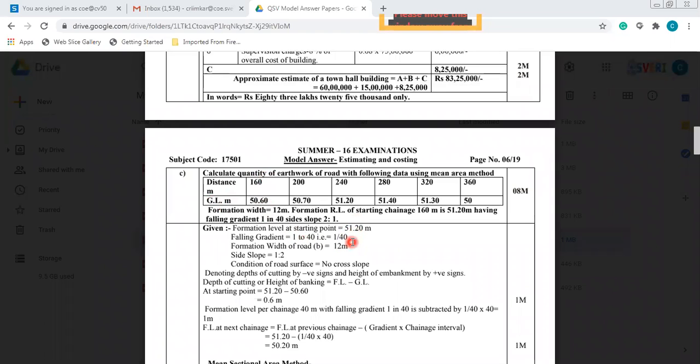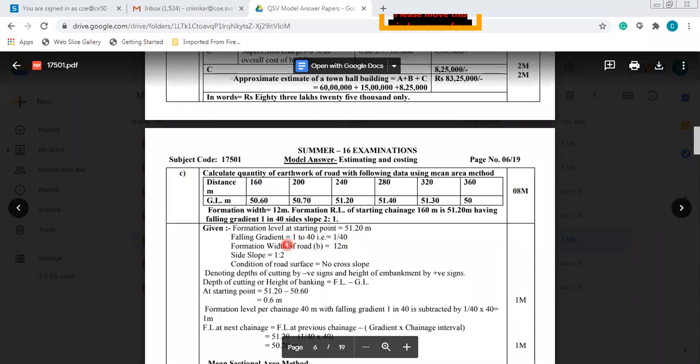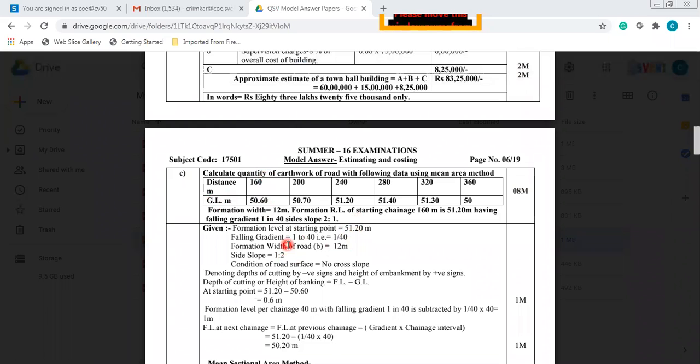It is given. The falling gradient is also given, along with that, it is 1 in 40. Formation width is 12 meters. Side slope is given. Okay. Now, using the data, we have to solve this particular problem. Now, what is the first step? Again, I will revise for everyone so that you will have some brush up. The first step is that we have to determine the formation levels at the different chainage points. Now, if you see the problem, see the distances which are given: 160 meters, 200, 240, 280, 320, and 360 meters.